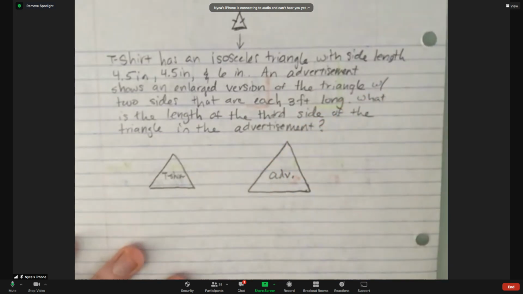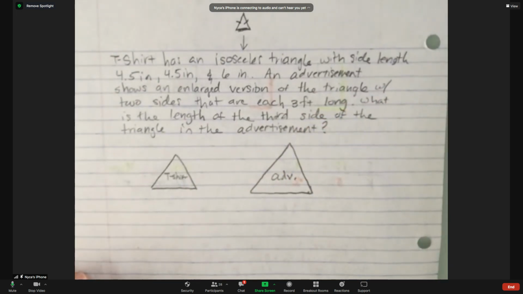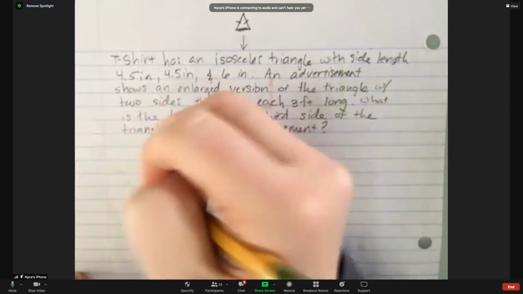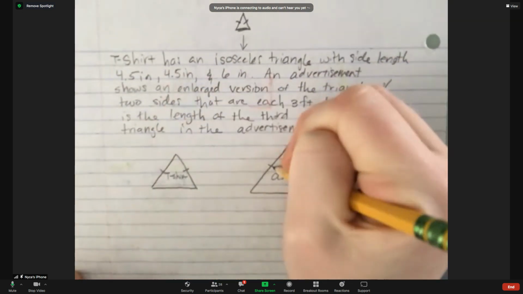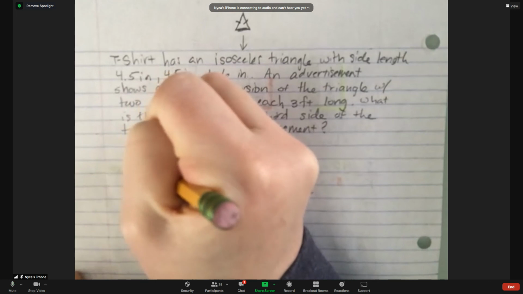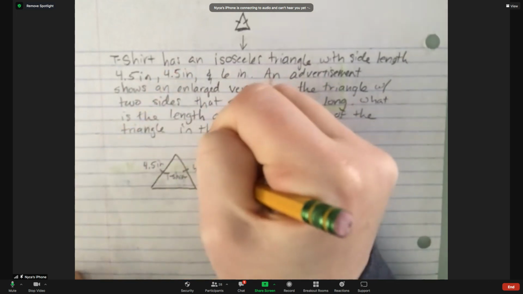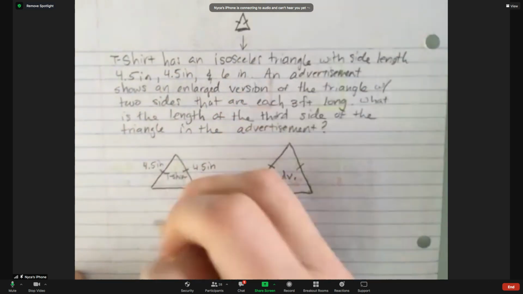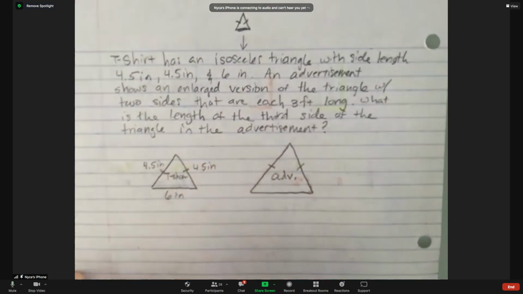So that's for the advertisement. Now I'm going to fill in what I see from my initial problem. So again, these are your givens. In here, I see a t-shirt is going to be isosceles. That tells me I should put ticks here because they have to be equivalent on two sides for an isosceles triangle. This is going to be 4.5 inches. This is going to be 4.5 inches. And this has to be the 6 inches.